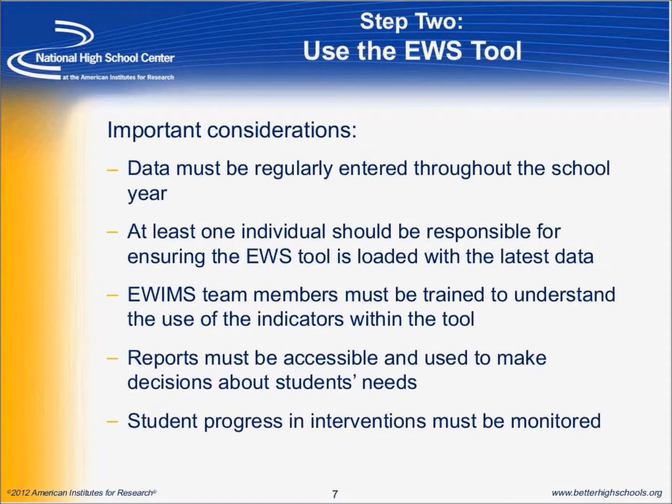So in step 2, it's about using the early warning system tool. EWIMS teams, or whichever team you assign to this work, for the purposes of this presentation, I'm going to call them EWIMS teams, have to use a tool that supports the work of identifying students who are displaying indicators of risk, which means that they may not graduate. This step should not be underestimated. It is critical that a team member or an individual who supports the team is able to use the tool proficiently in order to provide the team with data and reports to inform their work. So what does this mean? Not everyone needs this skill, but someone does need this skill.